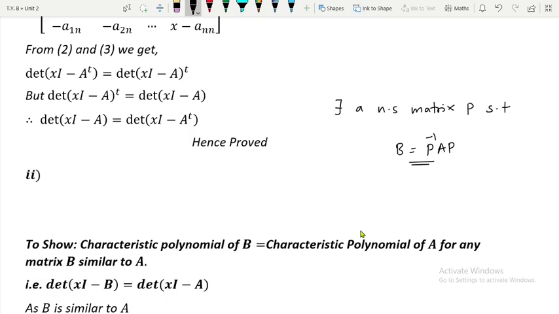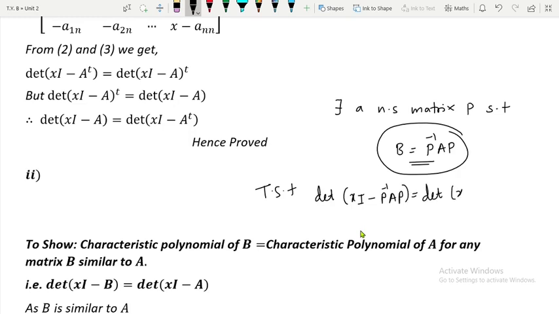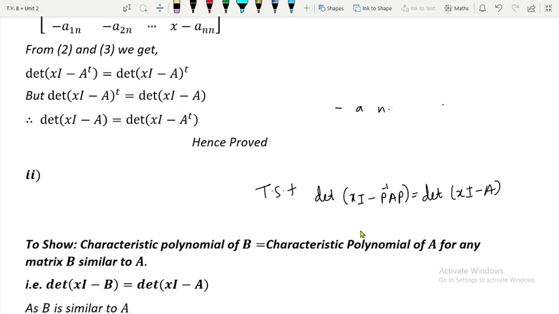So since now we have the value of B, what we have to show? We have to show that this determinant of xI minus B, which is P inverse AP, is equal to determinant of xI minus A. Okay, so I will start with the left hand side and I will show that it is equal to the right hand side. Now just note one thing. How can I write I? I can be written as P inverse P.